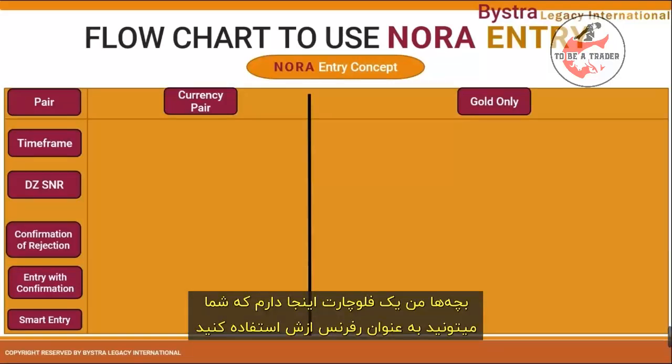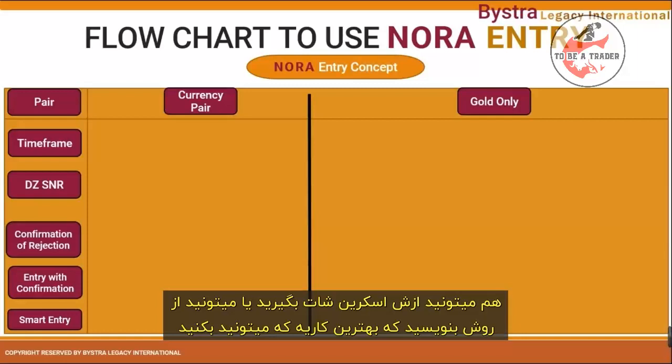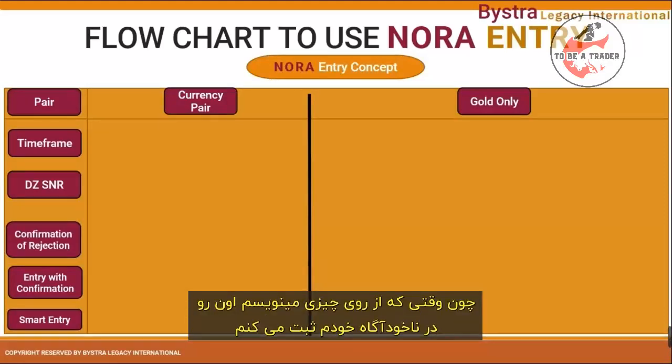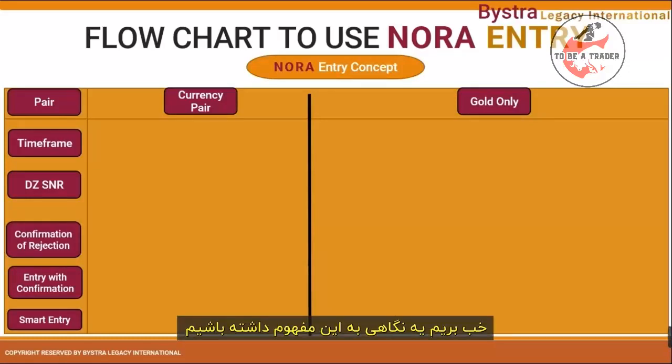Guys, I have a flow chart here which you can use as a reference. Either you can screenshot or you can write it down again. The best thing I would do if I were you is to write it back down, so that I can build my subconsciousness every time I write something down. So let's have a look at this concept.